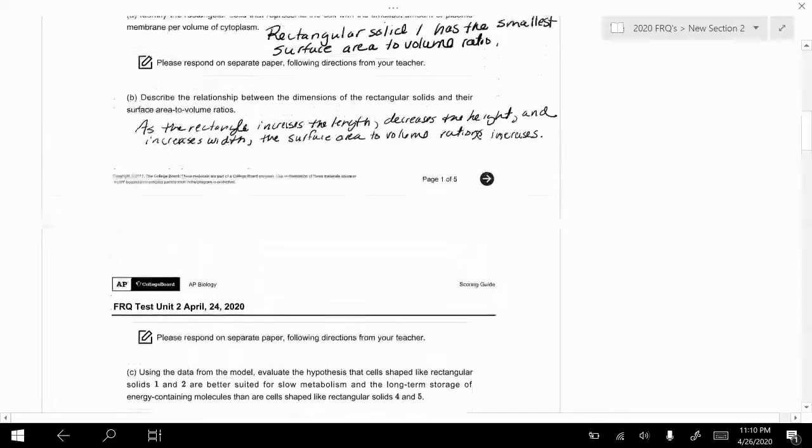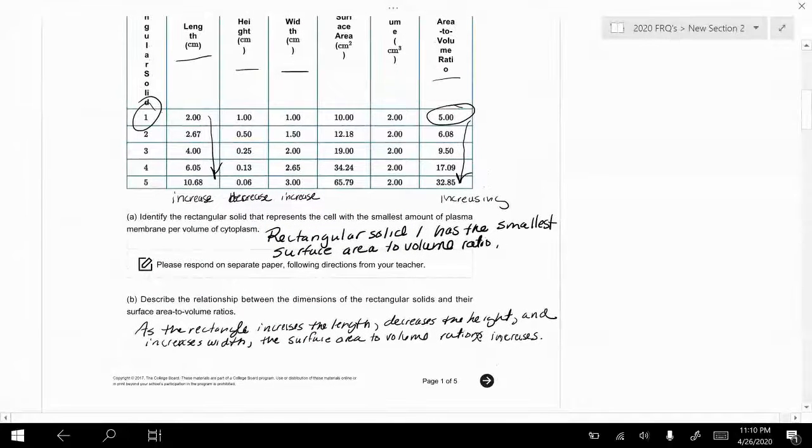So I'm going to go back and look. We're comparing 1 and 2. So here's 1 and 2. And 4 and 5, they have a larger surface area to volume ratio. So this small surface area to volume ratio means that cells cannot exchange things efficiently. So that makes sense that then they would be able to store things longer and also have a slower metabolism.